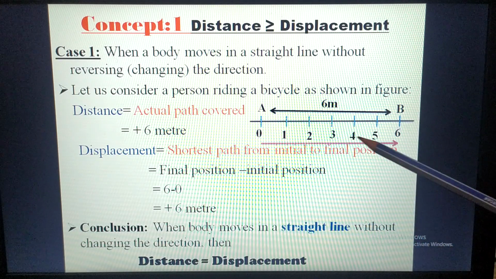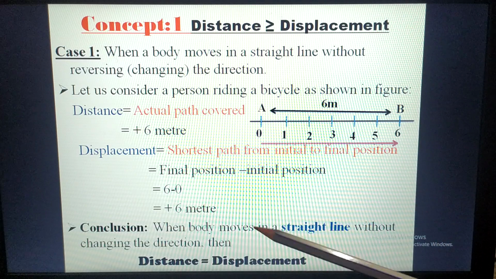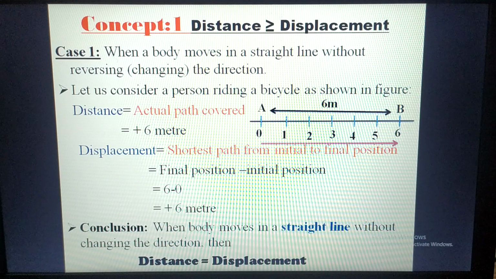From this example, what we conclude is that when a body moves in a straight line without changing the direction, and the direction is not changing, right? A to B is the only direction. Here distance is equal to displacement, right?